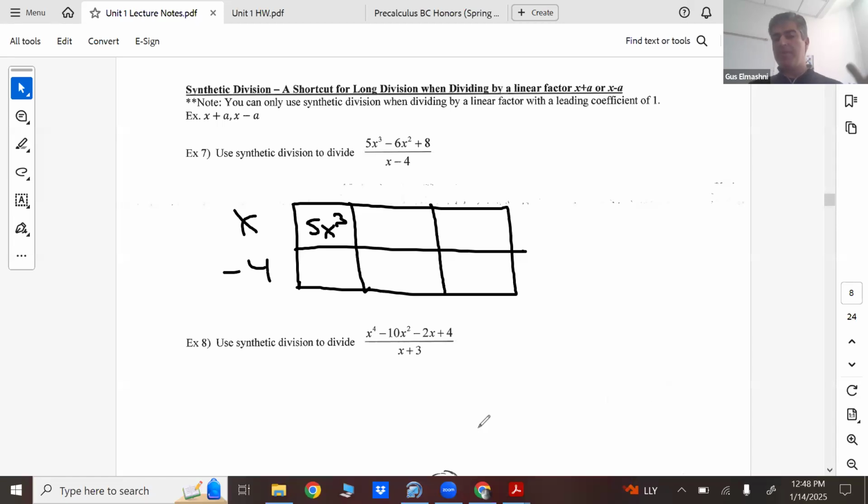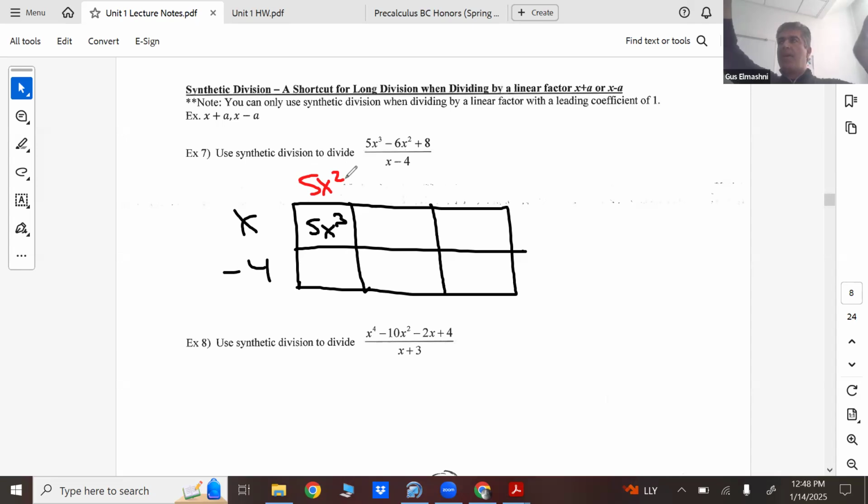So I know x minus 4 is off to the left. I know 5x cubed has to be one of my terms. And if 5x cubed is one of my terms, then this has to be 5x squared, right? Because isn't x times 5x squared 5x cubed? Okay. Now, how do I fill out the rest of this box?